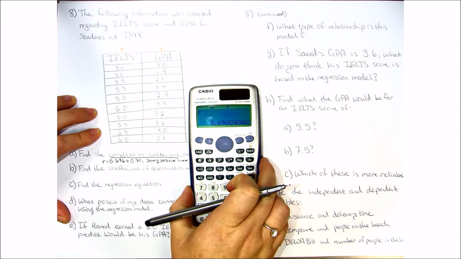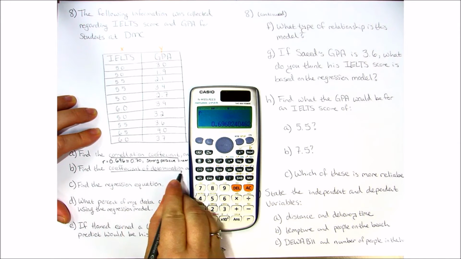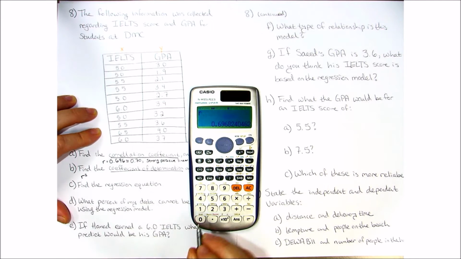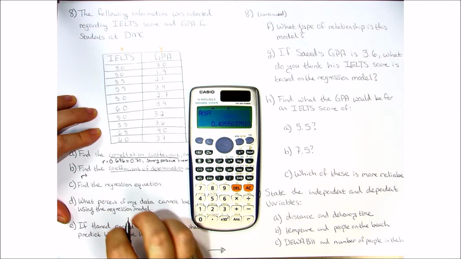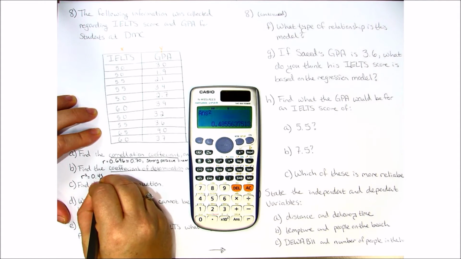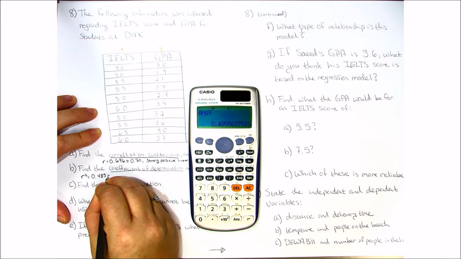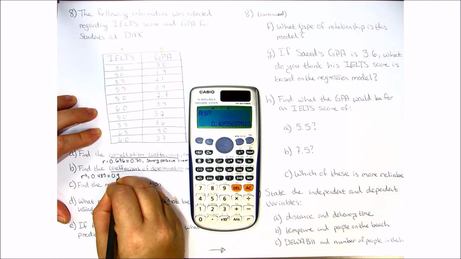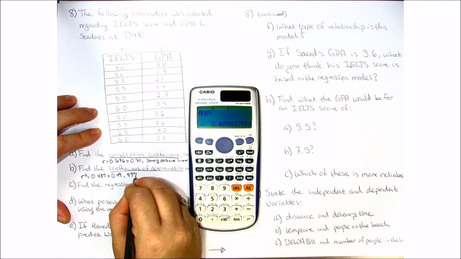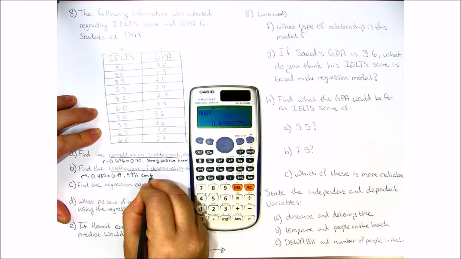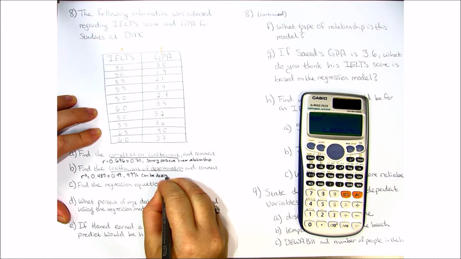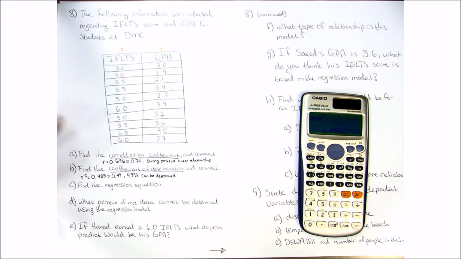Okay, now we need to find the coefficient of determination and comment on that. Now, the coefficient of determination is r squared. So all we're going to do is square our answer, and we get r squared is 0.485. Rounded to 2 decimals is 0.49. In other words, 49% can be determined based on the information given.